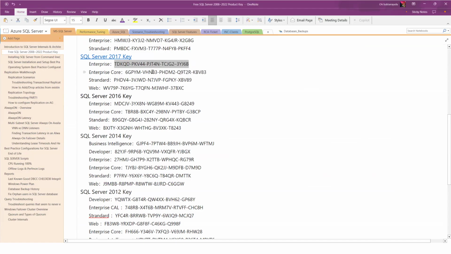What is a core-based license? Unlimited users, unlimited devices can access the SQL Server. There is no restriction if I go for core-based, but the license cost will be a little higher, sir. And mostly massive applications will go for core-based license.